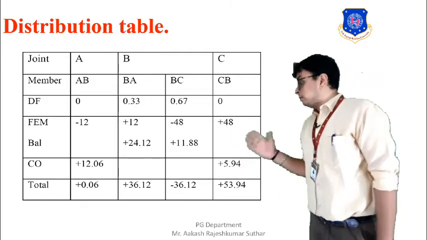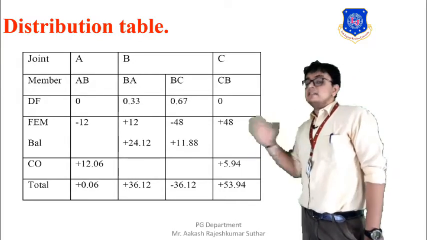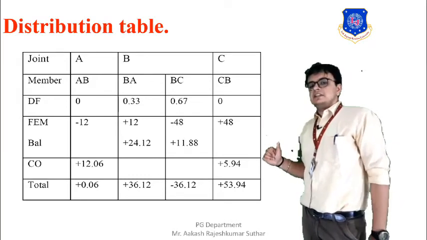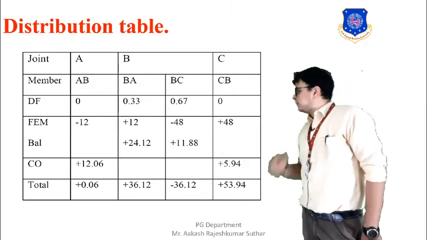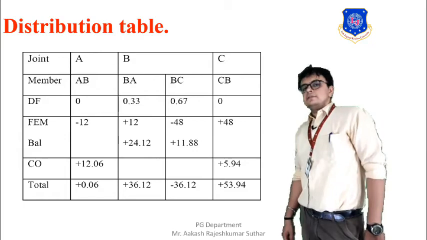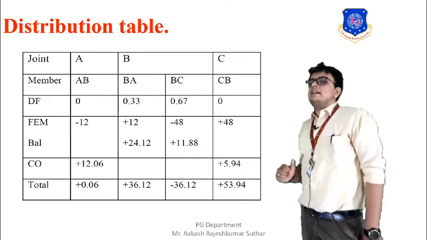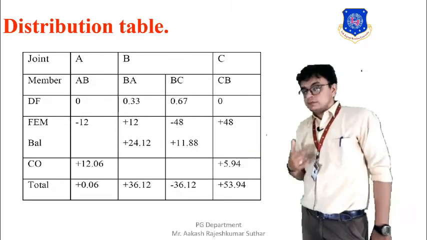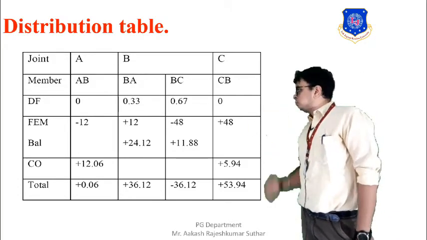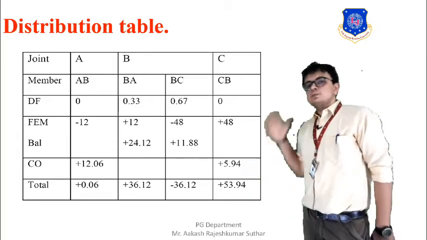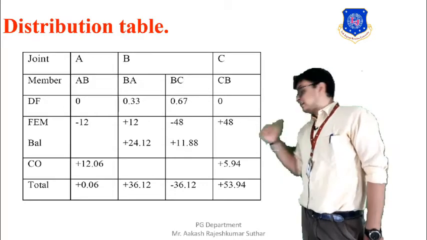So that is the moment that we have to distribute. We have to multiply it with the distribution factor. For BA, we multiply minus 36 with 0.33. Minus 36 into 0.33, we get the value of minus 12.12 kilonewton meter. But when we are distributing it, we are doing the balancing. At that time, we have to take the opposite sign, because we are just balancing it. So we take it as positive 12.12 kilonewton meter for the distribution at member BA.